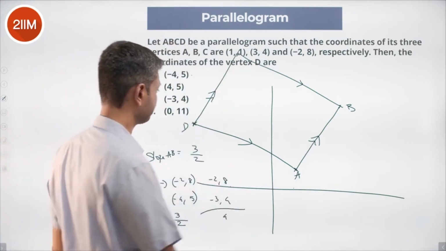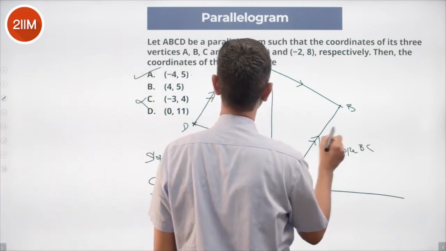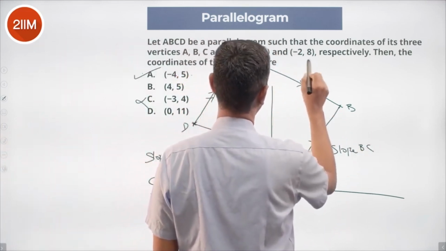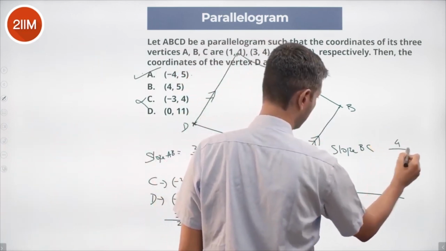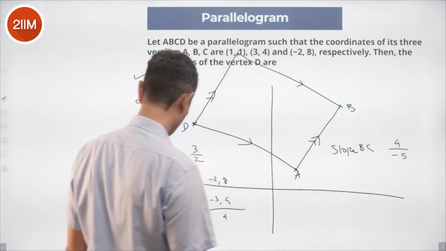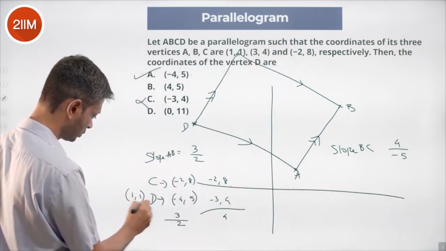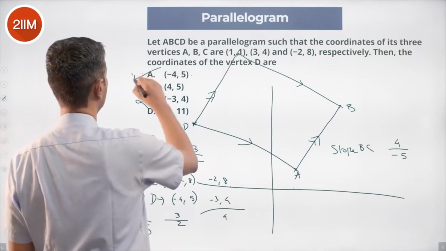Slope of BC, this slope 3, 4 and minus 2, 8. 8 minus 4 is 4, minus 2 minus 3 is minus 5. Slope of AD is 1, 1. 5 minus 1 is 4, 4 by minus 5. Yep, that also works. This is the answer.